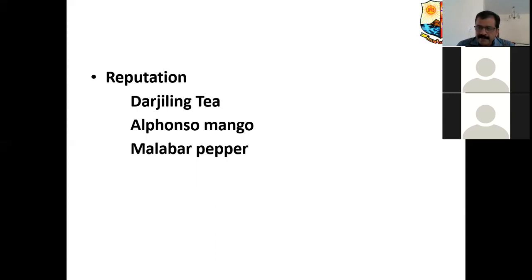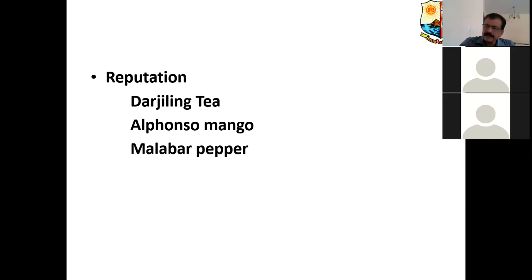I told you the place, agricultural product, the skill. One more thing is the reputation of the product. That is also given the GI tag. So you are all familiar with Darjeeling tea. It is supposed to be the ultimate quality tea available in India. Alfonso mango. When you recall mango names, the Alfonso name comes. Malabar pepper. The quality of pepper available in the Malabar region is very good. Therefore, the GI tag is associated with the reputation as well.